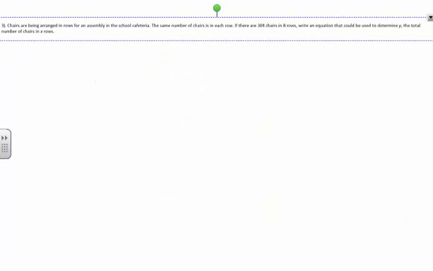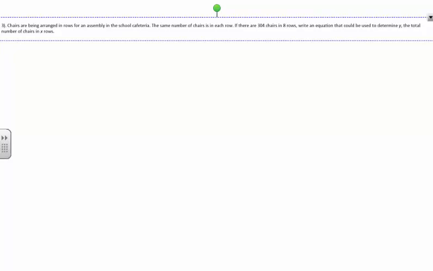Number 3 says chairs are being arranged in rows for an assembly in the school cafeteria. The same number of chairs is in each row. If there are 304 chairs in 8 rows, write an equation that could be used to determine y, the total number of chairs in x rows.